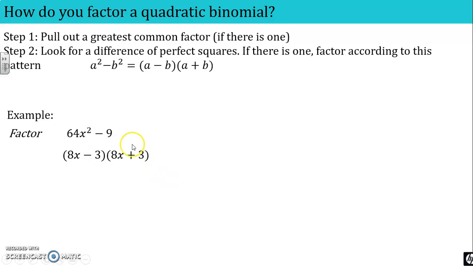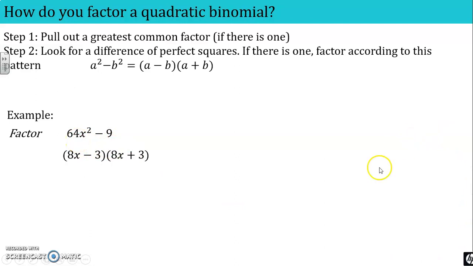So this would be our final answer. This is the factored form of this quadratic binomial. If you wanted to check that you did it correctly, you could multiply these two binomials together. Once again, some of you might know the acronym FOIL, to double check that it would bring you back to the original question. And it would.